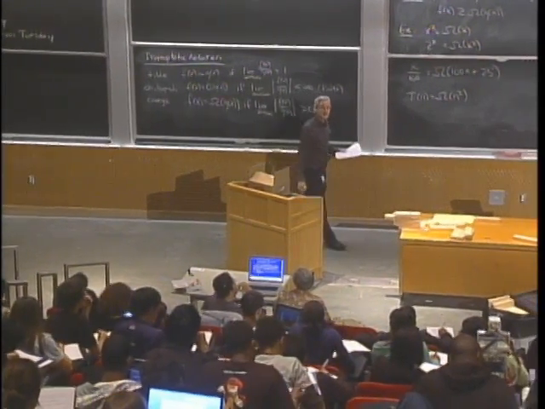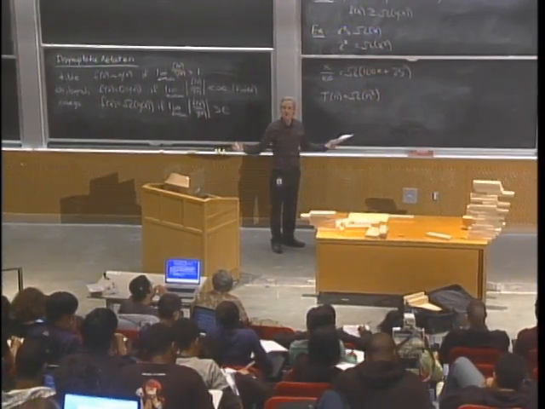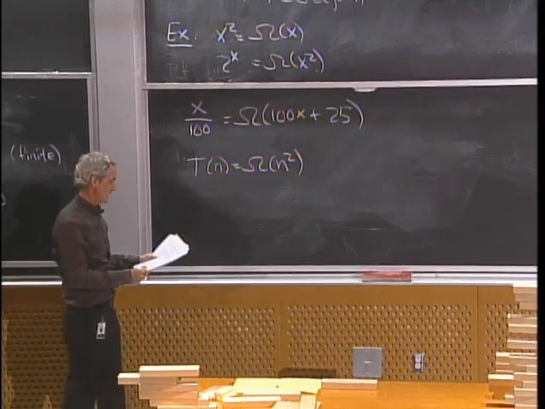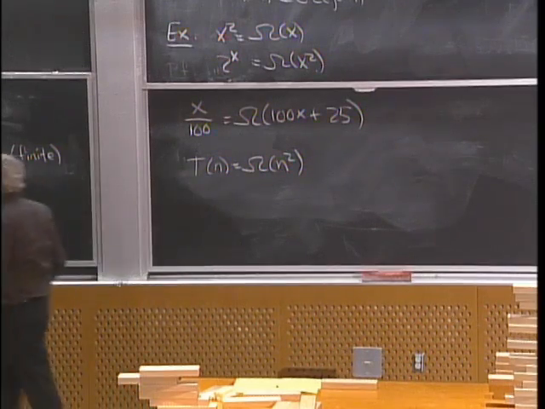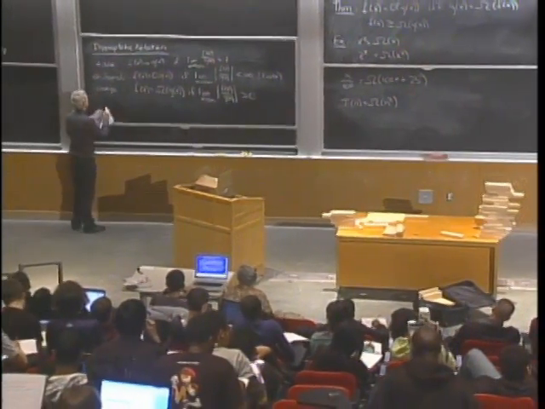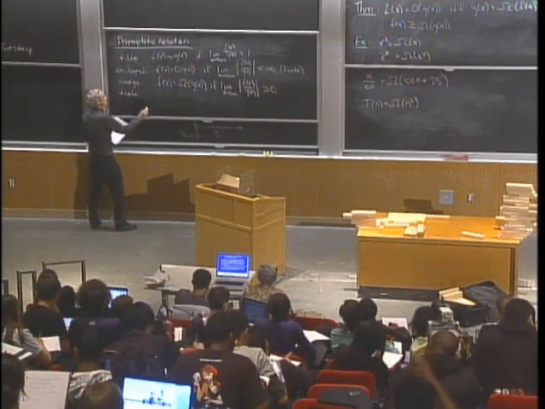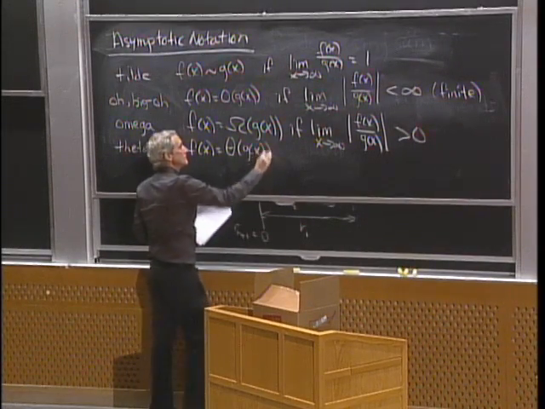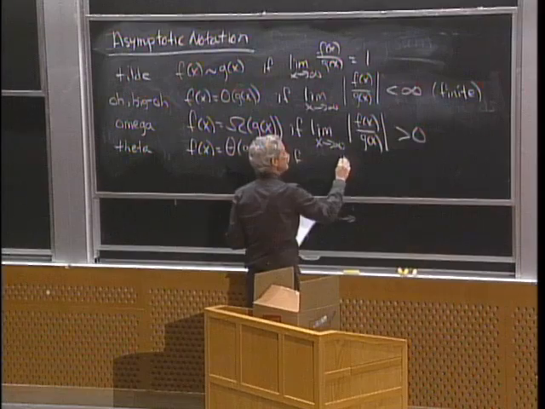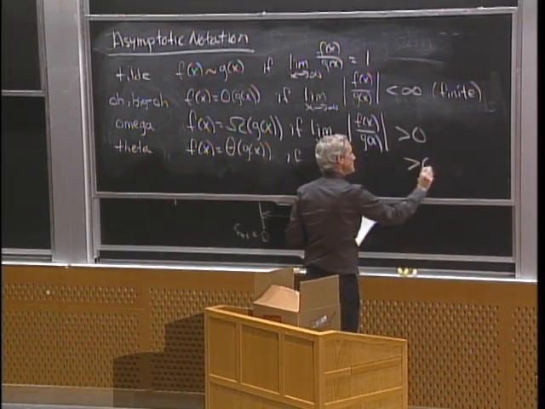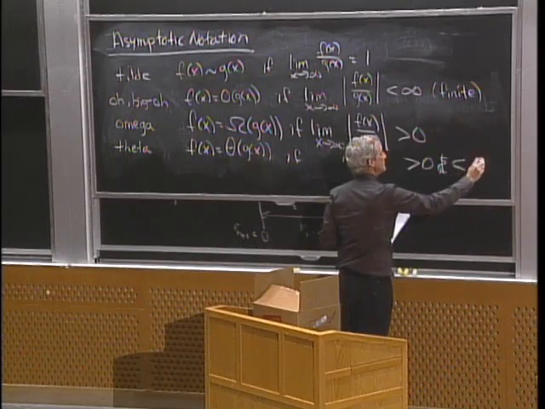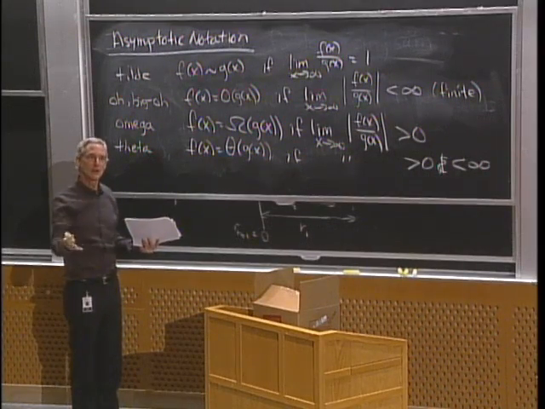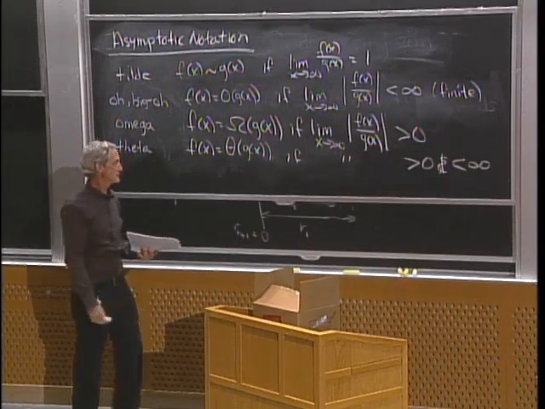The next symbol is the version of equality, where you're at least as big as, and at most as big as. There's a special symbol for that. In that case, we use theta. We say that f of x equals theta of g of x if the limit is both bigger than 0 and less than infinity. So it's just a shorthand way of saying big O and big omega. That's what theta means. It just both hold true.